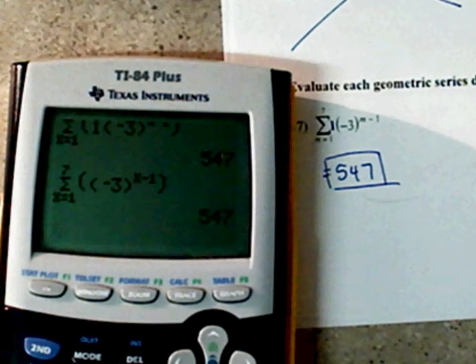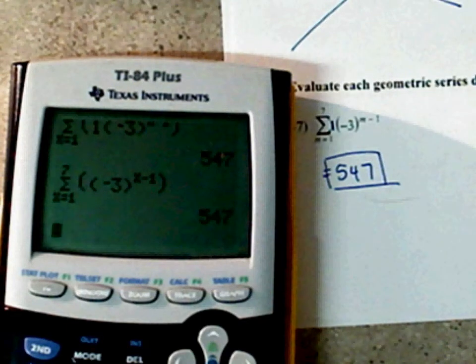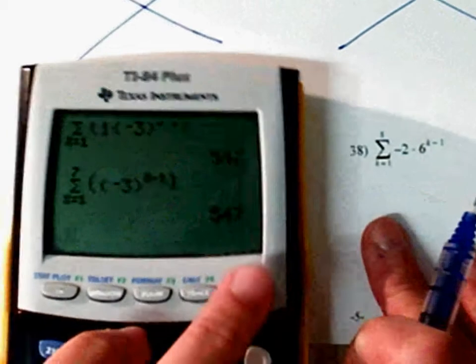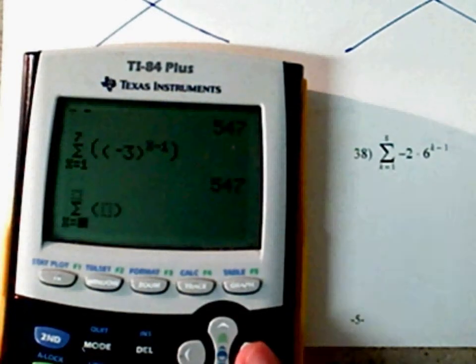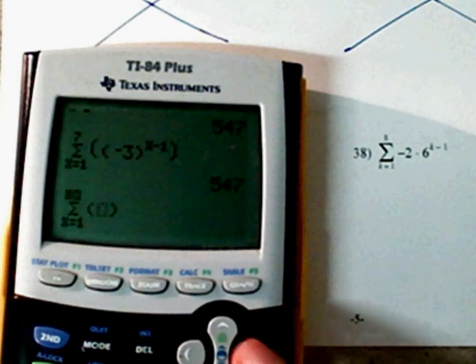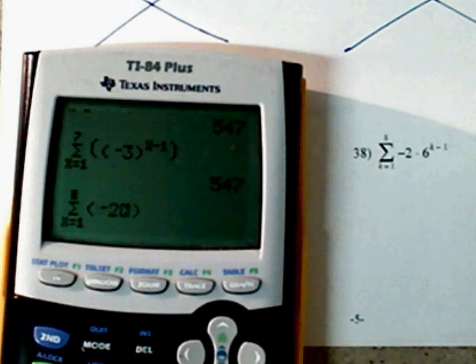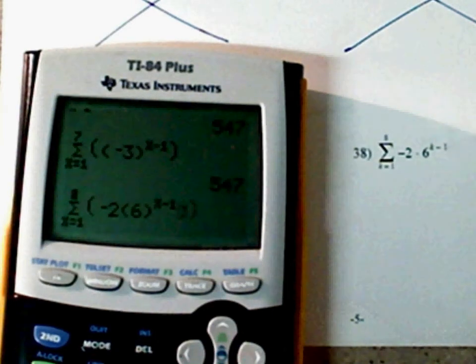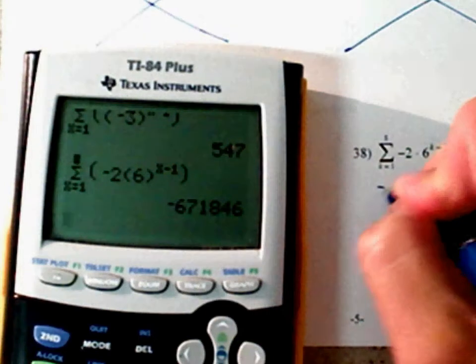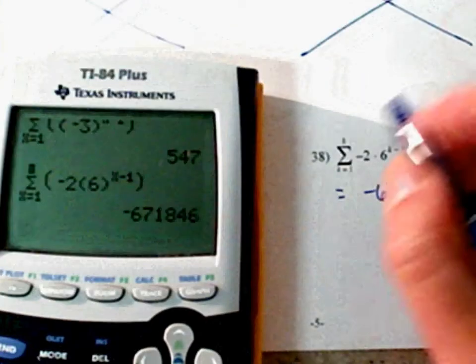Okay, alrighty. Let's look at number 38. Same thing. Here we go. Math 0. X 1, I want 8 terms, and my geometric series is negative 8 times 6, parentheses, raised to the x minus 1. Right click, just like that. And this comes out to be negative 6,718,464.